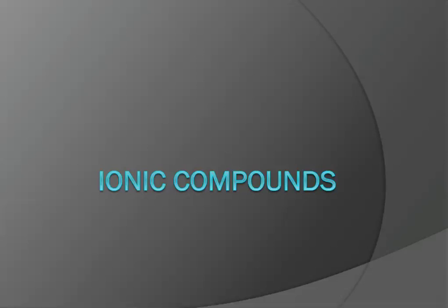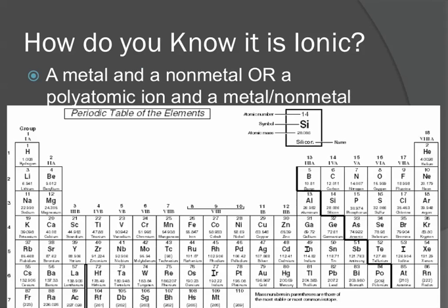Let's talk about ionic compounds. First, you have to know how to determine if an element's ionic, because there's different rules for naming and writing and how we treat ionic compounds and covalent compounds.